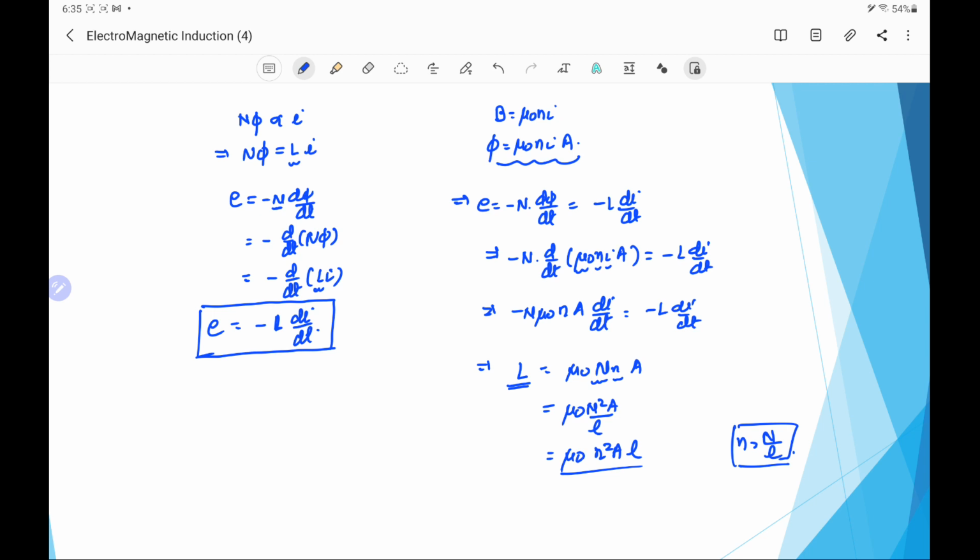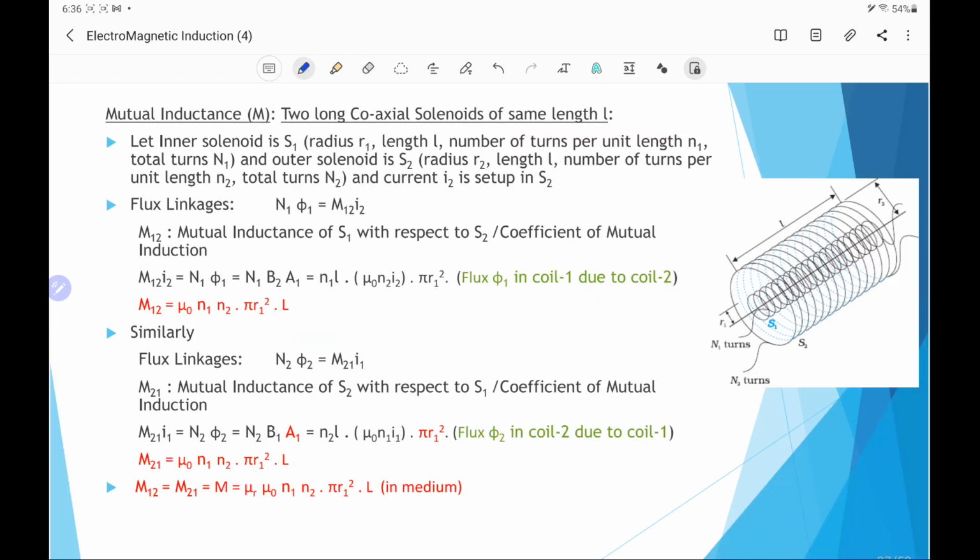In a similar way, we can find the mutual inductance, or the coefficient of mutual inductance, between two coils. So to find the mutual inductance of two long coaxial solenoids of the same length. Here, this is solenoid S2, which is the outer with larger radius, and S1 is the inner solenoid with radius R1, where R2 is greater than R1.